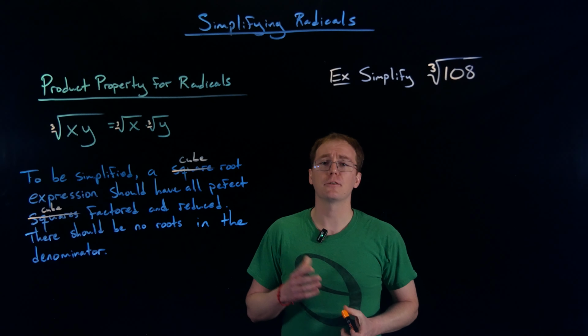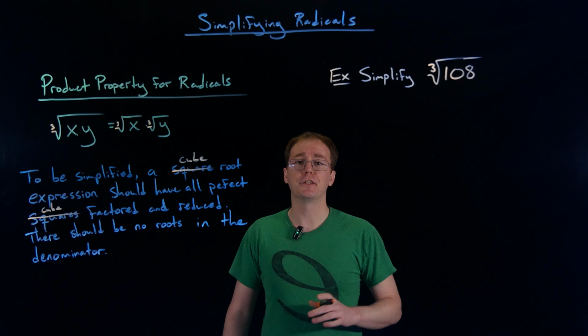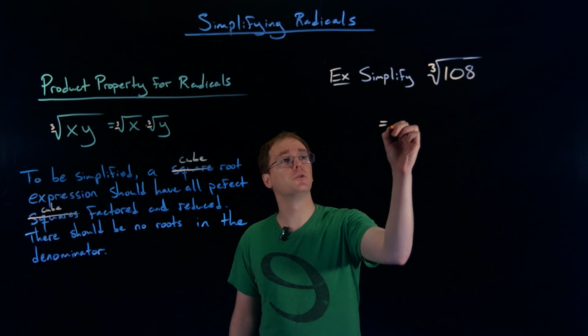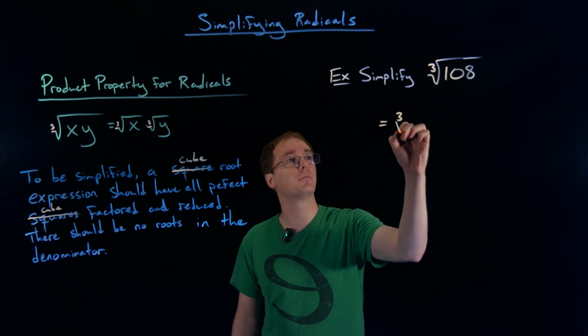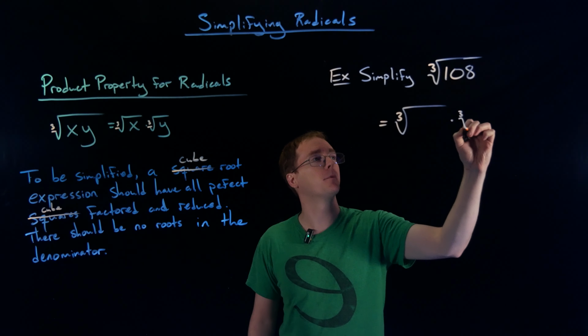All right, let's take a look at one more example of simplifying a cube root. This time we're simplifying the cube root of 108. And so in order to simplify the cube root of 108, we want to think about breaking this up as a perfect cube times a non-perfect cube.